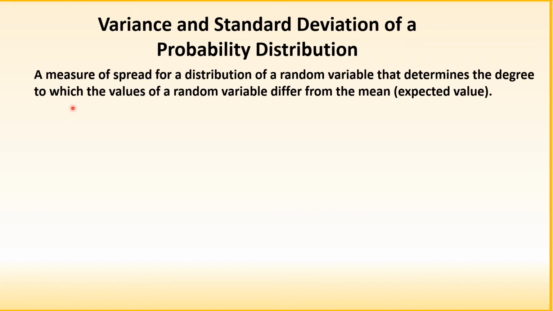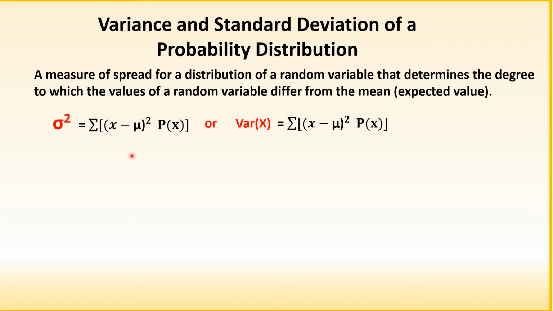So variance is a measure of spread for the distribution of a random variable that determines the degree to which the values of a random variable differ from the mean or expected value. So this is the formula for the variance. This is the symbol, or we can use this one. Pareho lang sila, kahit alin sa kanilang dalawa ay pwede natin gamitin.